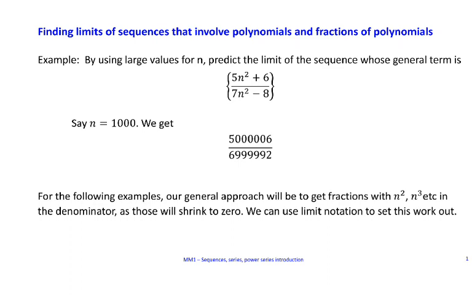So moving on, let's find the limits of sequences that involve polynomials and fractions of polynomials, okay? For example, by using large values of n, predict the limit of the sequence whose general term is (5n squared plus 6) over (7n squared minus 8). Say we use n equals 1,000, we will actually get 5,000,006 over 6,999,992.